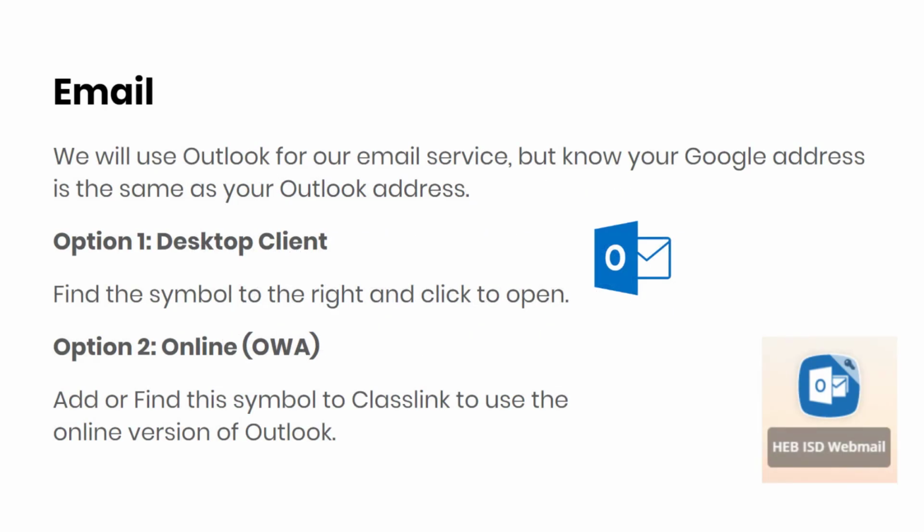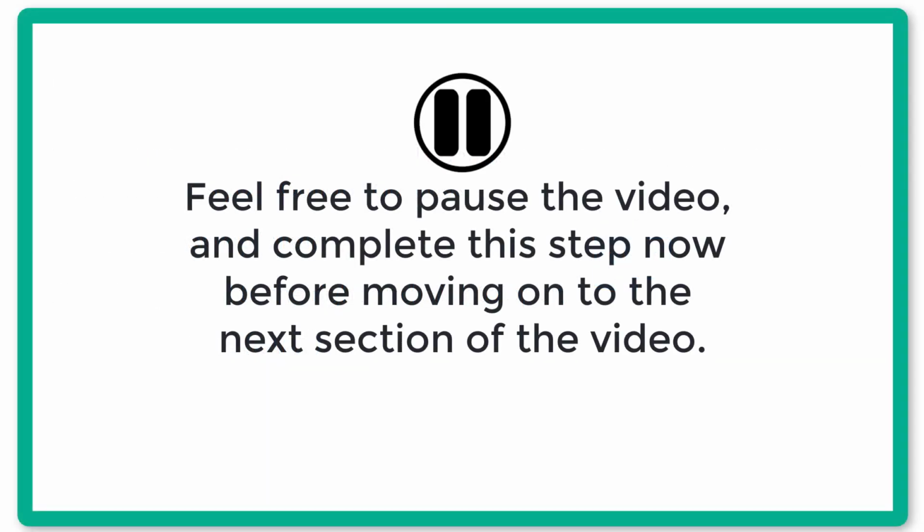In this next section, we're going to talk about email. We will use Outlook for our email service, but know that your Google address is the same as your Outlook address. There are two icons to note. One is the desktop client. When you are on your district laptop, you'll find this symbol and be able to utilize your email through that client. You also can go online and find this icon to use in Classlink.